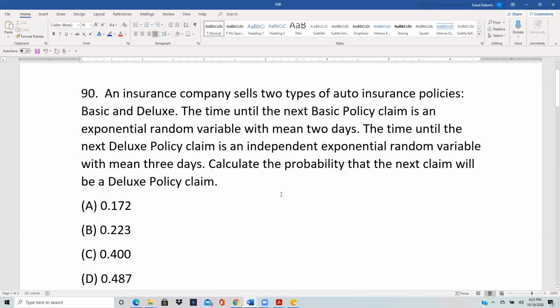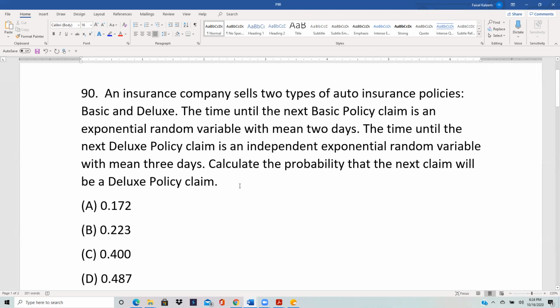An insurance company sells two types of auto policies, basic and deluxe. The time until next basic claim is exponential with mean 2 days. The time until next deluxe claim is exponential. It's independent from the other one, and that has mean 3 days. Calculate the probability that the next claim will be deluxe.